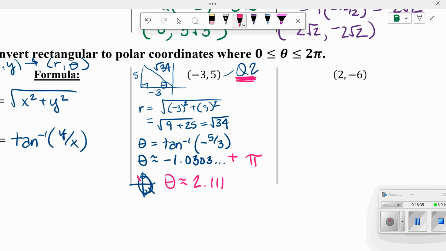So then the way that we would write our answer here would be square root of 34, that's my R value, and then 2.111 would be theta. That is my rectangular coordinate. And then on the next problem, we've got 2, -6. So again, I'm just going to sketch this real quick to figure out where I'm at. So 2, -6 puts me in quad 4.